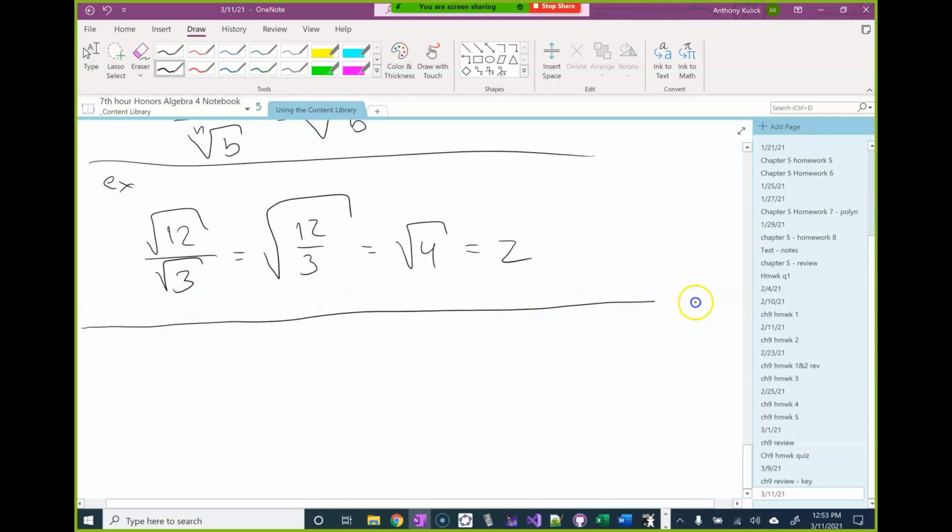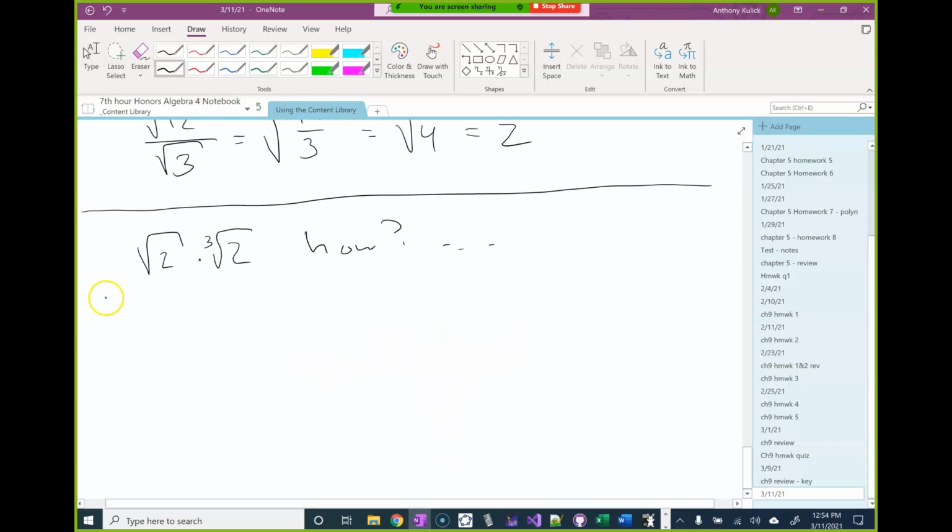So here's the question for today. What if I want to do something like this? What if I want to multiply the square root of 2 by the cube root of 2? There's a way to do this. So let's talk about how to do that. To do this, we're going to have to define a new way to conceptualize a radical.